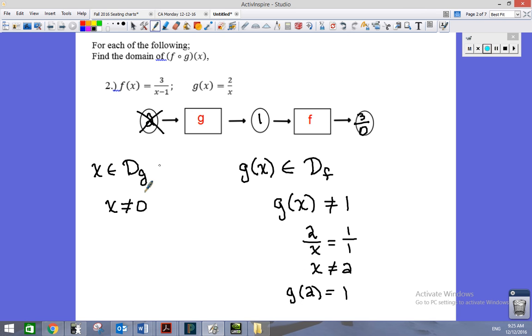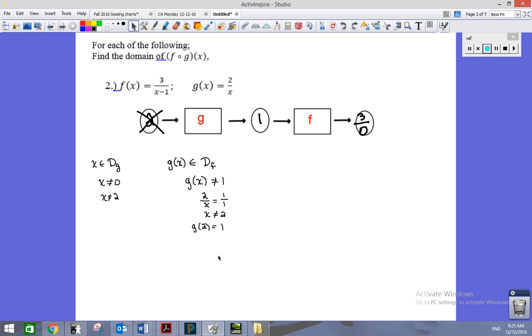So g refused to work with 0 because of the same idea. It caused division by 0. And now we have to throw out the number 2 because the output of g is 1 and f refuses to work with 1. So we've got the domain as the set of all real numbers, excluding these two values, 0 and 2. So the domain of f composed with g is from negative infinity to 0, from 0 to 2, and from 2 to infinity.